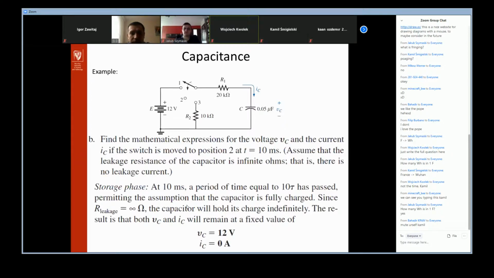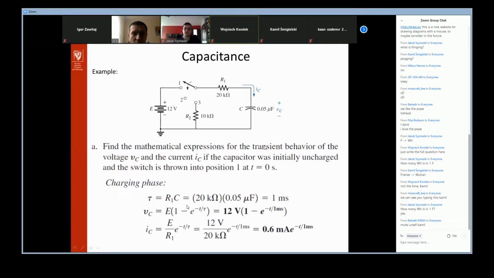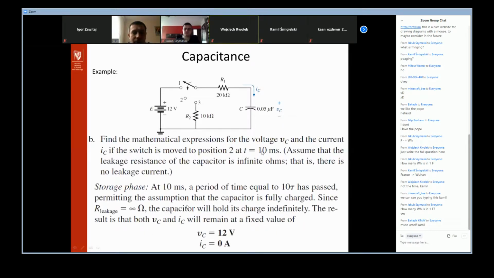What else? What happens after time equal, for example, 10 milliseconds? What does 10 milliseconds mean? If we know the time constant for the first case is equal to 1 millisecond, we can say that 10 milliseconds is a time equal to 10 times tau. Okay. So after this 10 tau time, we change the position of the switch to the second one.